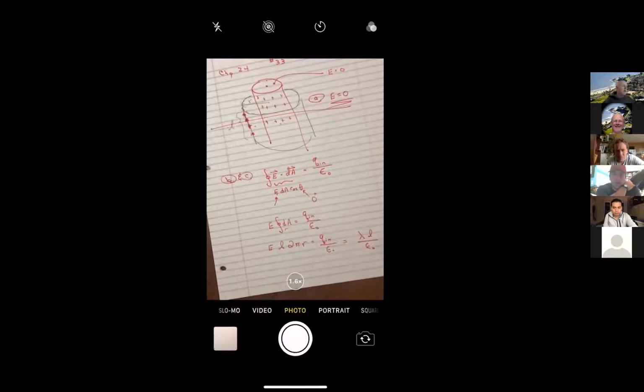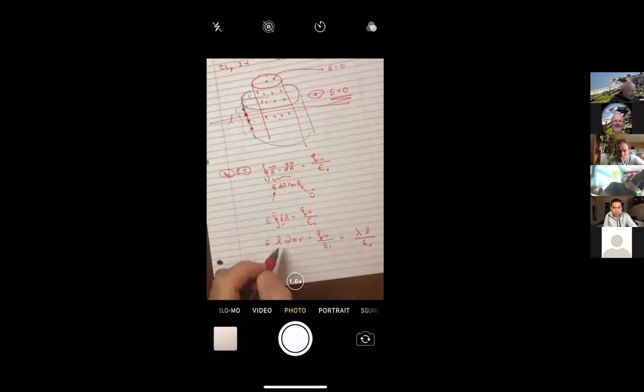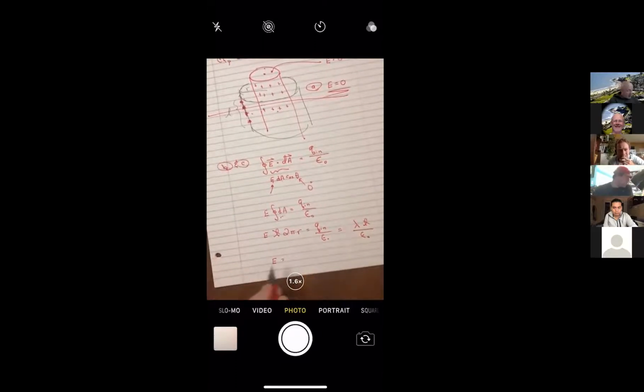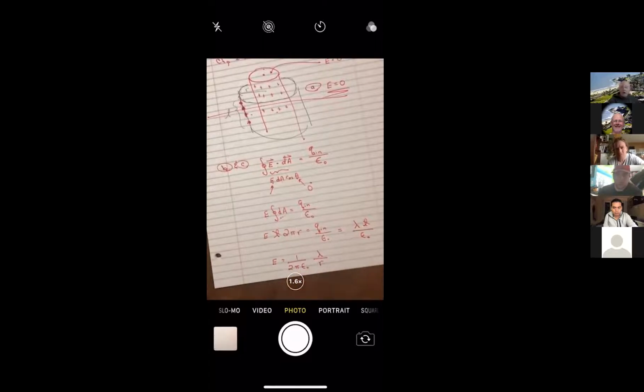Which is great, because now an L shows up on each side. And so I can finish the equation by moving this 2 pi downstairs with the epsilon naught, and then the lambda over r.